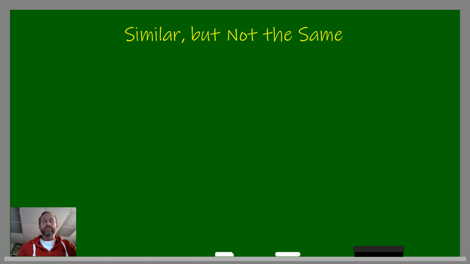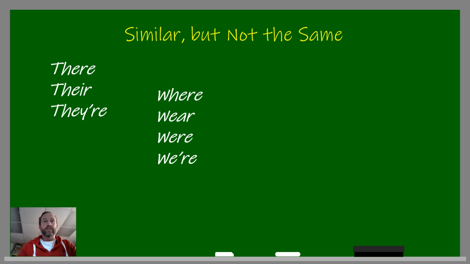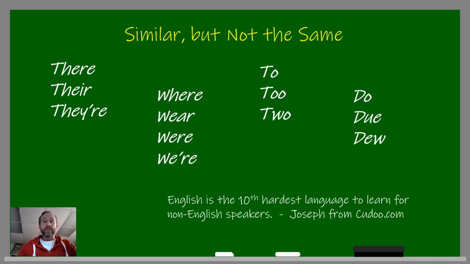Similar but not the same. Words that are just so similar, but they mean something different. There, where, were, where, to, do. Wow. To anyone who looks at this and hears those words, if they don't understand the English language, that's confusion right there, right? There are some, like Joseph from kudu.com, who put English as the number 10 out of the top 10 hardest languages to learn for non-English speakers.